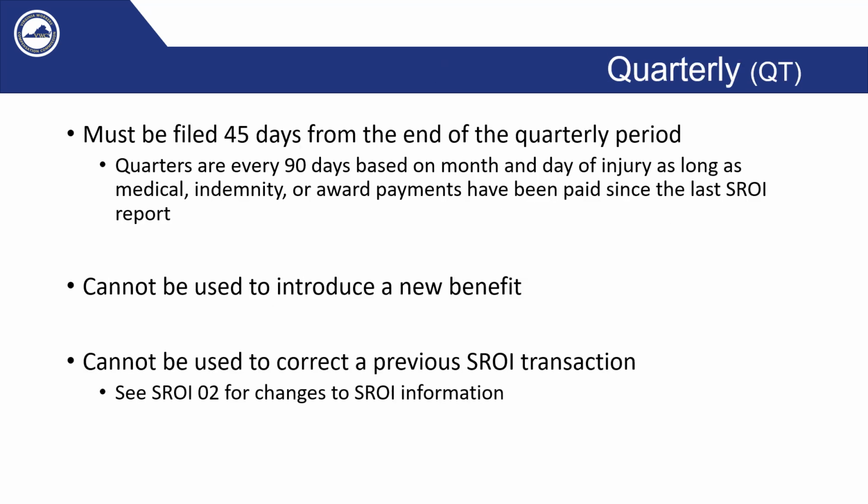Next, we have the SHRAE-QT. It must be filed 45 days from the end of the quarterly period. A quarterly period is every 90 days based on the month and day of injury, as long as medicals, indemnity, or award payments have been paid since the last SHRAE report. It cannot be used to introduce a new benefit and cannot be used to correct a previous SHRAE transaction. A SHRAE-02 must be filed to update SHRAE information unless otherwise noted on the element requirement table.